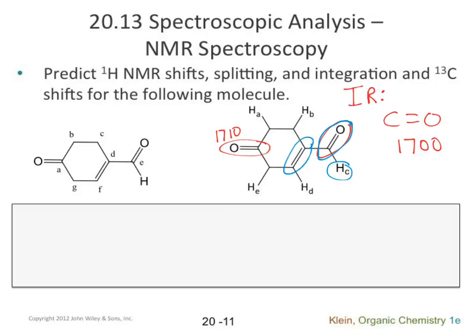Why is that double bond affected? There's a resonance effect. There's conjugation between the carbon double bond and the carbon-oxygen double bond. That causes that signal to shift to lower frequencies. Okay? So we might expect something in the 1650 range for that. Okay? So we would probably expect 2 signals for the carbonyl.